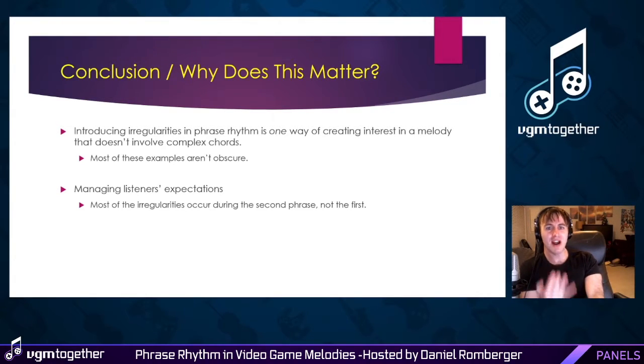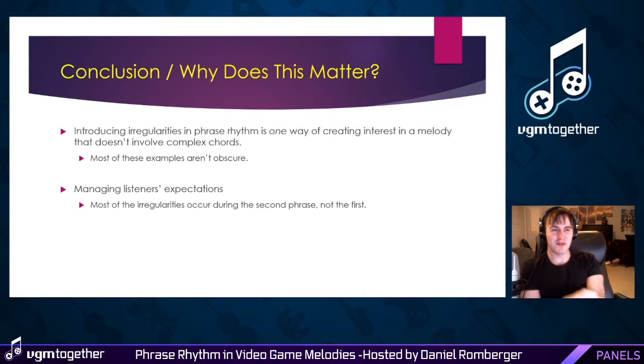Why does this matter? Why would we focus on phrase rhythms? Introducing irregularities in phrase rhythm is one way of creating interest in a melody that doesn't involve complex chords. You notice that throughout the course of this panel, I haven't really talked about harmony that much. I've talked about it in the context of cadences, and dominant and tonic chords, but getting an understanding of this subject in particular is much more about how you listen and how you interpret the material than it is about being able to know, understand, and label chords.